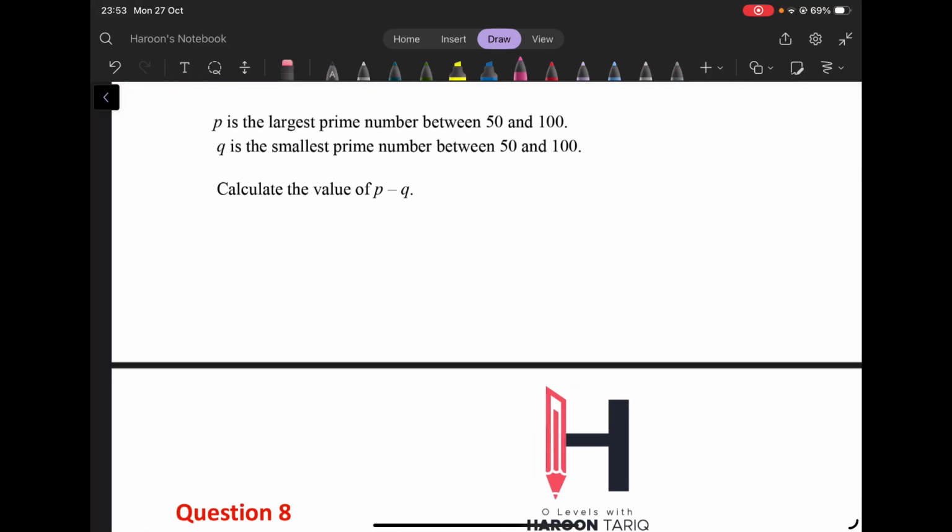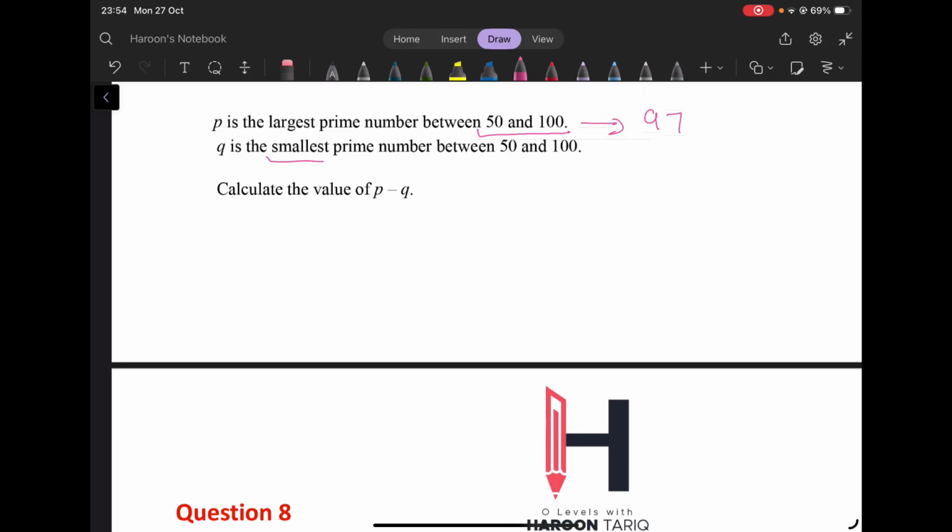Now in this particular question, they are saying P is the largest prime number between 50 and 100. So we'll just go backwards from 100 because we are looking for the largest prime number. Is 99 a prime number? We'll only look for odd numbers because among even numbers, only 2 is a prime number. 99, no, it comes in the table of 9 as well as 3. That is out. The next odd number would be 97. Is it a prime number? Yes, it is. So the largest prime number should be 97.